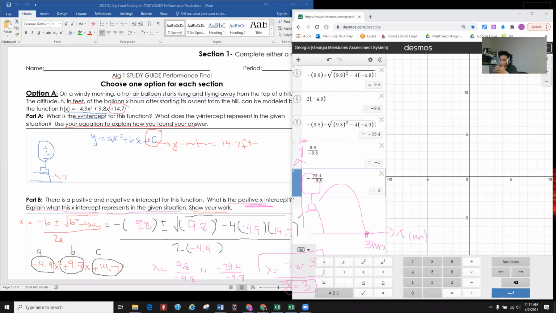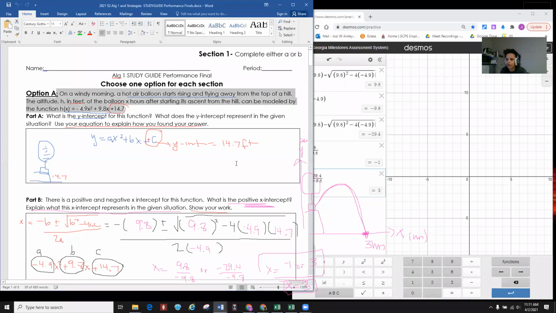In words, I would draw this picture and I would say the x-intercept represents the time it took the hot air balloon to rise and then fall, and it's the time that it hit the ground. So your x-intercept represents the time it took the hot air balloon to come all the way back down. Okay, that's what it is. So you're writing that in words. I'm not writing it because it's too much right there. Okay, all right. And then do we have a part C?